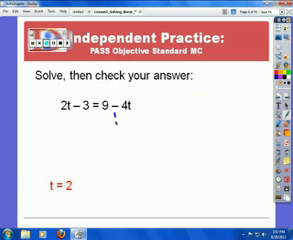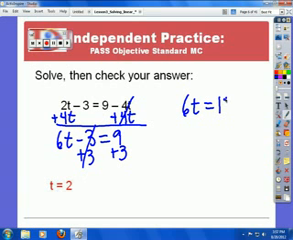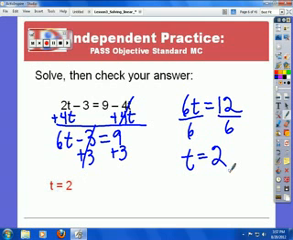If I'm working this, I'm going to add a positive 4t to both sides first. This gives me 6t minus 3 equals 9. Then I'm going to add a positive 3 to both sides, which gives me 6t equals 12. Divide both sides by 6 because it's the value in front of the variable, and we get t is equal to 2.